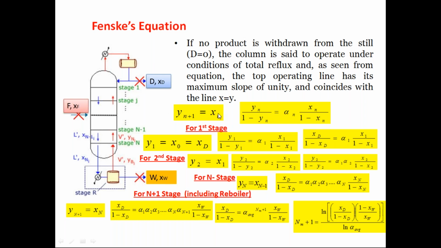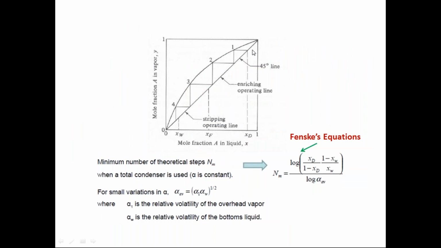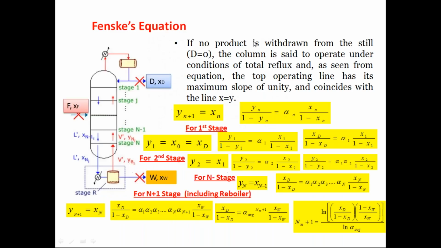This is the operating line equation. So typically they represent this one: yn plus 1 is equal to xn, and the equilibrium gives yn by 1 minus yn is equal to alpha n into xn by 1 minus xn. That is the equilibrium. Okay, so this equation will result. This is the operating line equation, and this is the equilibrium line equation. You can please note that down.